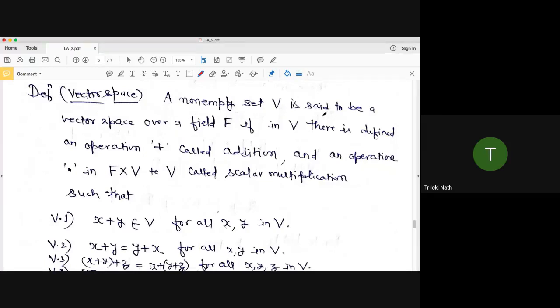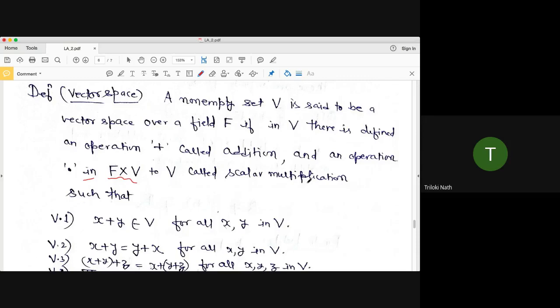So a non-empty set V is said to be a vector space over a field F if in V there is defined an operation plus called addition, and an operation dot in F cross V to V. I am writing "in" because that means I am considering a subset of F cross V, right? In means some elements may be skipped. So the dot is a function from some subset of F cross V to V.